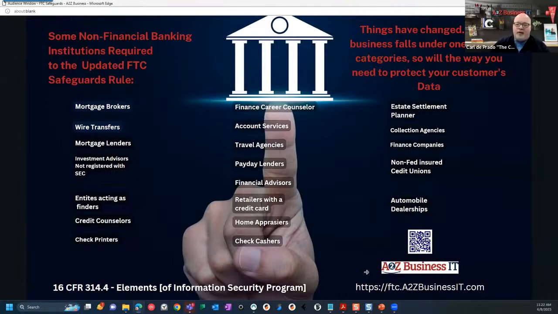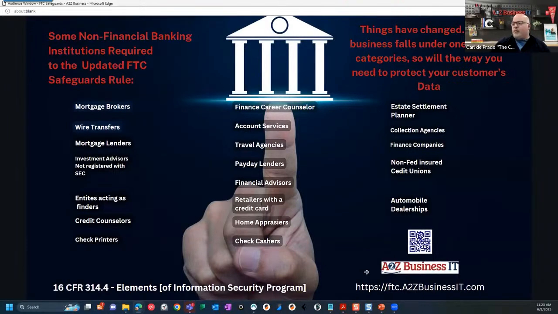You're a credit counselor helping people repair their credit, and you're obviously getting information in there. You print checks. One of the other ones that's not listed here is if you're a CPA or a tax preparer in any way, you're going to fall under that as well. If you're a travel agency, some of them are collecting information like passports, so you're going to fall under that. You're a payday lender. Your home appraiser also falls in there. You're a debt collector. You're cashing checks.